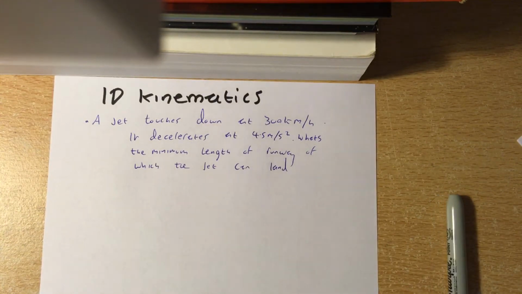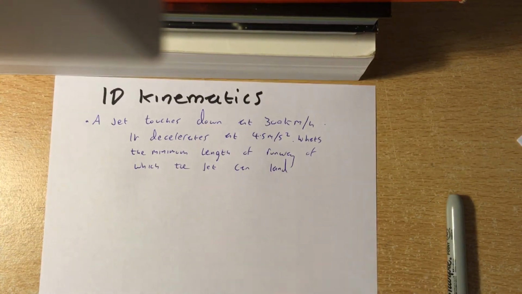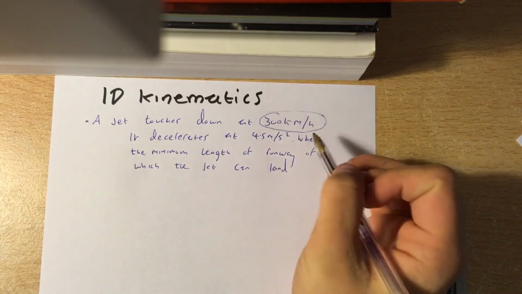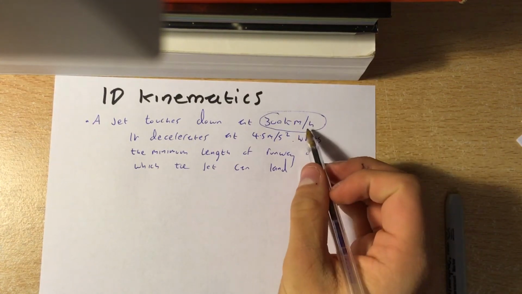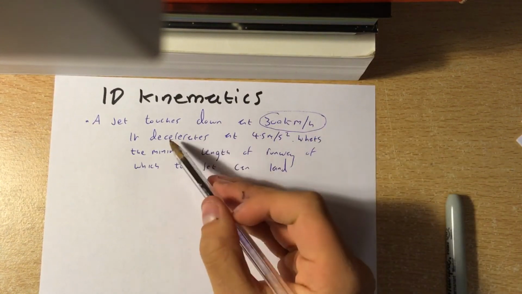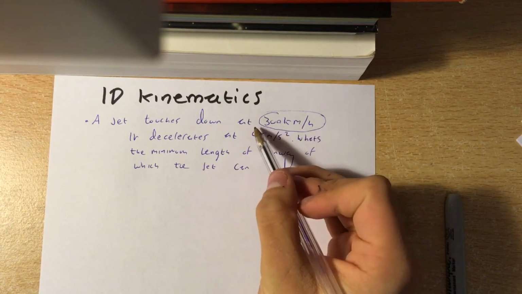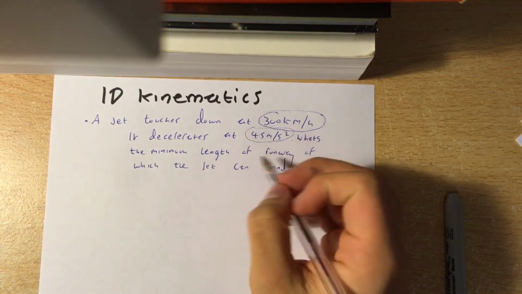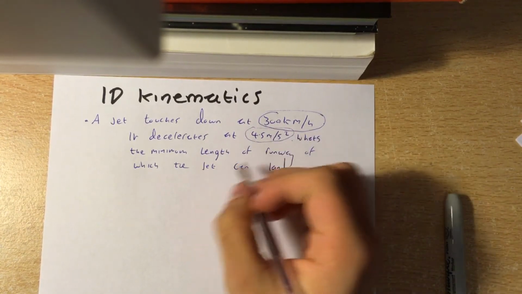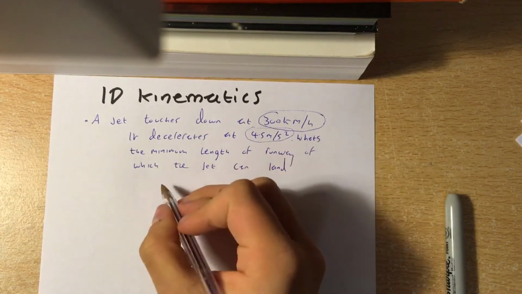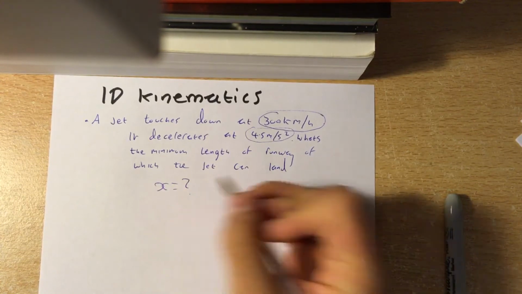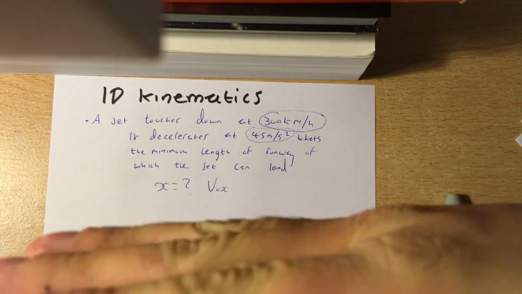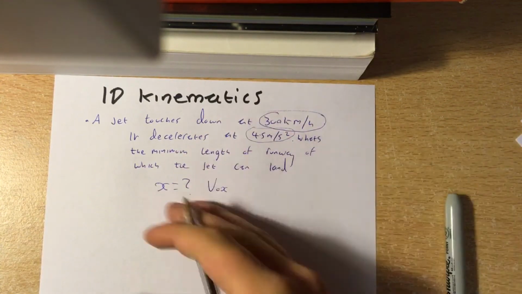So when approaching this type of problem, we have to find out what variables we have and what variables we're looking at. So we have 300 kilometers per hour. That's going to be the initial velocity. It says it decelerates at 4.5 meters per second squared. So that's our acceleration. And we're looking for the minimum length of runway. So that's going to be our x value. So this is the variable we're looking for.